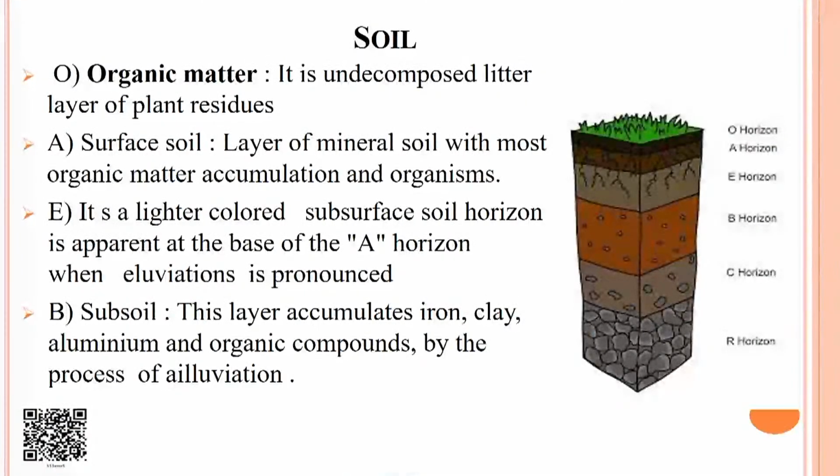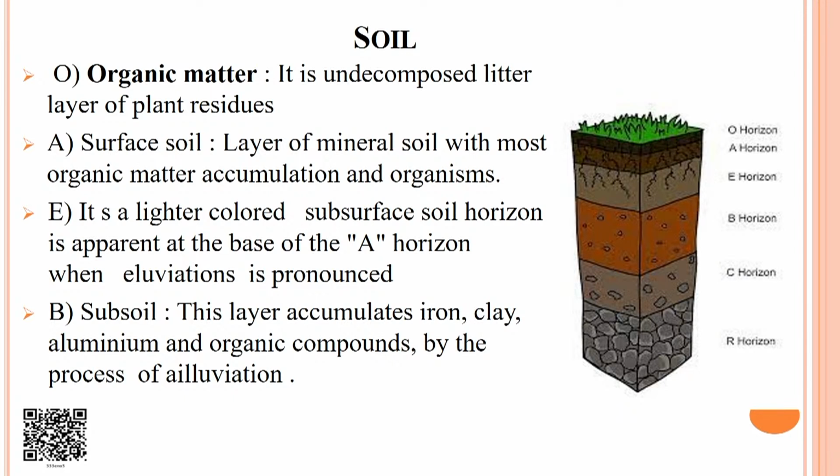So the first layer is O, meaning organic matter. It is the undecomposed litter layer of plant residue. The A layer is the surface soil, a layer of mineral soil with the most organic matter accumulation and organisms. The E layer is the light colored subsurface soil horizon, apparent at the base of the A horizon. You can see different colors in this figure of soil horizons.